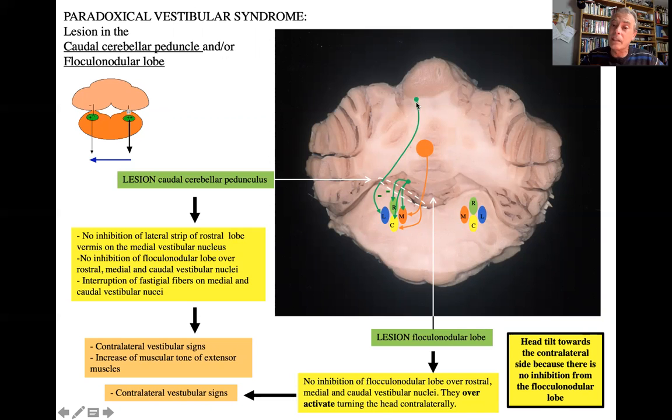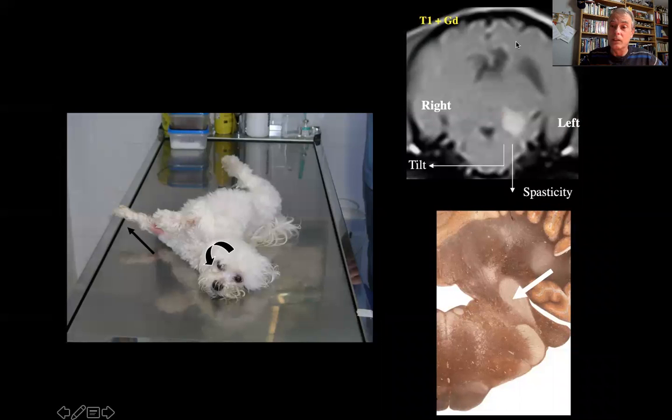And if the lesion is affecting the caudal cerebellar peduncle, then it affects the fibers coming from the lateral strip of the rostral lobe of the cerebellum that are inhibitory over the lateral vestibular nucleus, which projects its action through the lateral vestibulospinal tract to increase the muscle tone ipsilaterally. Okay, so what do we have in this case? We have vestibular signs to the right and increased muscle tone to the left. And this was caused, in this case, by a lesion affecting the caudal cerebellar peduncle on the left. Okay?